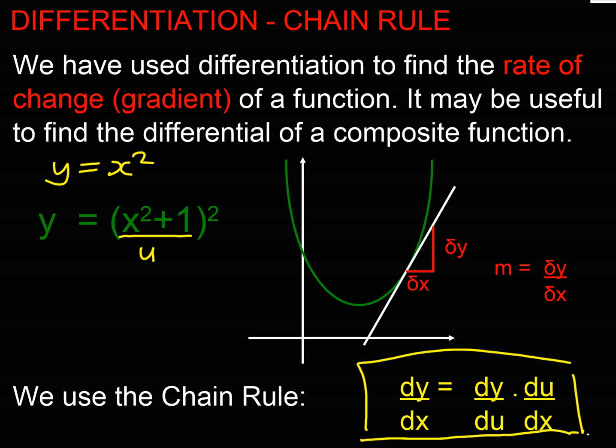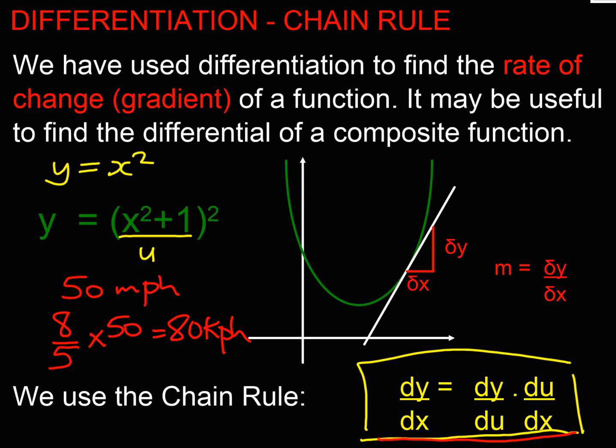This formula relies on a pretty straightforward piece of maths that we might think of in general terms. If I was travelling along at 50 miles per hour, that's a rate of change, isn't it? I would want to know what that is in kilometers. Then we know that a kilometer is 5/8 of a mile, and therefore I could take my 50 mph and multiply it by 8 over 5, and I would get 80 kilometers per hour. So all I've done is multiply two rates of change together to get my answer.